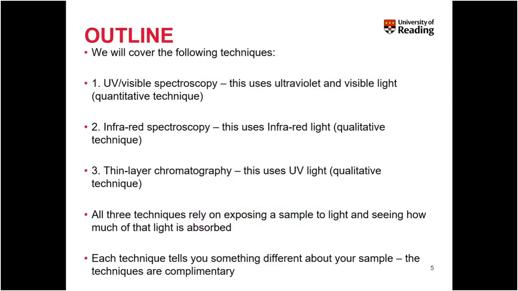Now, over the next few weeks, we will look at the following techniques. So we'll look at UV visible spectroscopy. Now, this is a technique that uses ultraviolet and visible light to allow us to quantify how much of something is present within a sample. We'll also be looking at infrared spectroscopy. Now, this uses infrared light, and what it tells us is what functional groups are present in molecules within a sample. So it can't tell us how much of something is present, but it can tell us which functional groups the molecule has.